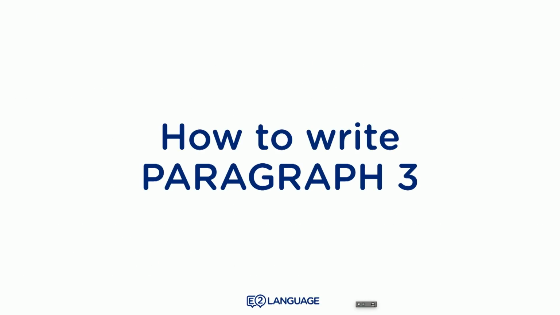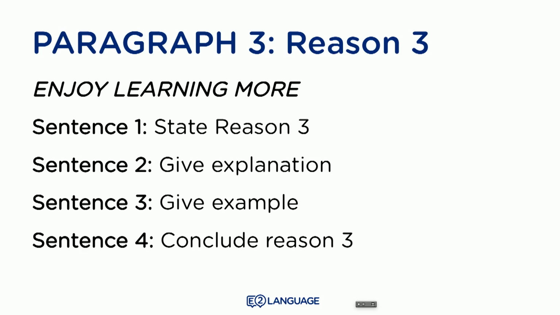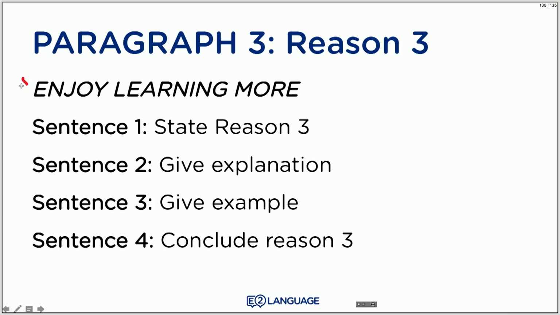All right, well, how to write paragraph 3, it's the same thing. And perhaps I'll get you to write this one. Now, again, this is an optional paragraph. If you are under the word count, if you're below 300 words, then you might want to include a 3rd paragraph where all you need to do is think of a separate, distinct idea, like students enjoy learning more, for example. Again, you state the reason, give explanation, give an example, and conclude it. Okay, but this is optional depending on the word count.